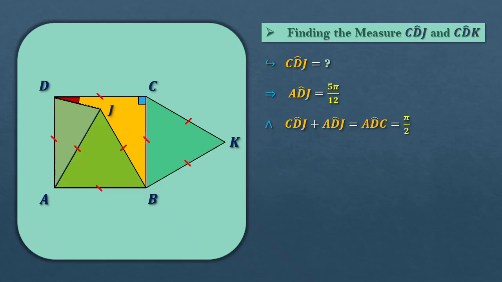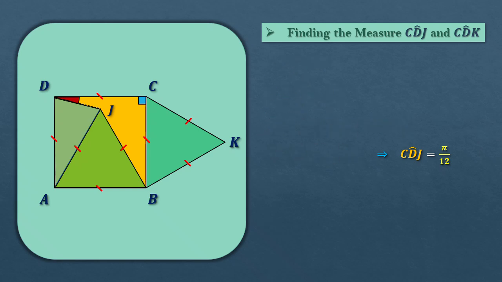Now, the sum of the measures of angles CDJ and ADJ is equal to the measure of angle ADC, which is equal to pi divided by 2. Therefore, the measure of angle CDJ is equal to pi divided by 2 minus 5 pi divided by 12, which is equal to pi divided by 12. We have now determined the measure of angle CDJ. We now move on to the angle CDK.